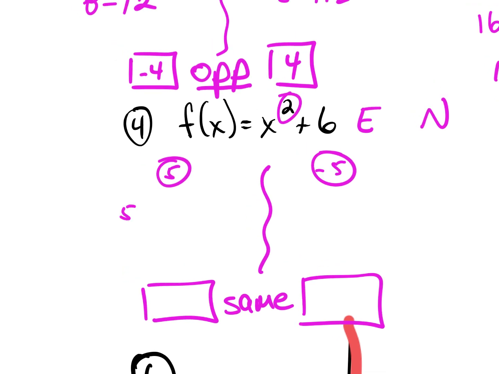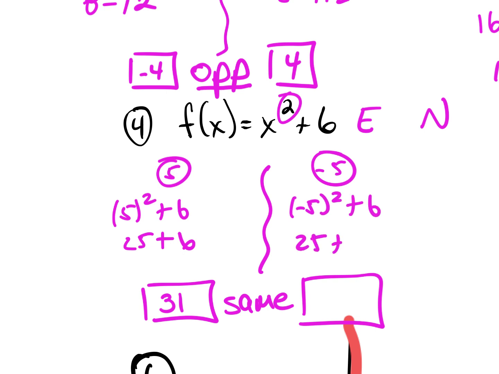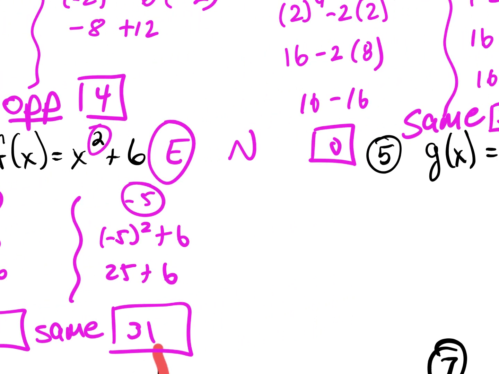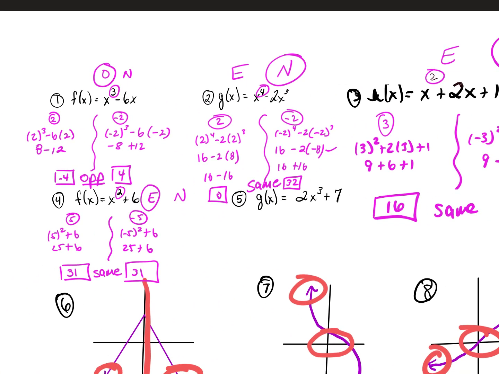So 5 squared plus 6. 25 plus 6 is 31. Okay. Negative 5 squared plus 6. 25 plus 6 is? You guys just proved that these are even. Now again, you are welcome to plug in negative x. I just think in a problem like number 3, plugging in a negative x can get you guys confused. Last one, and then we're done.